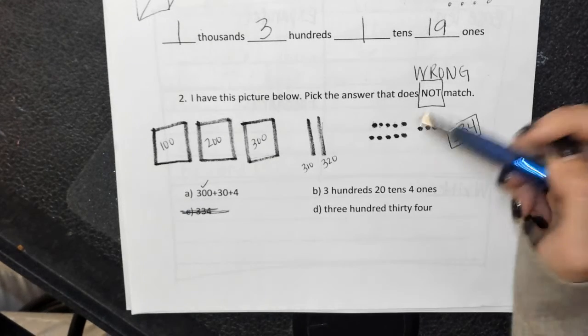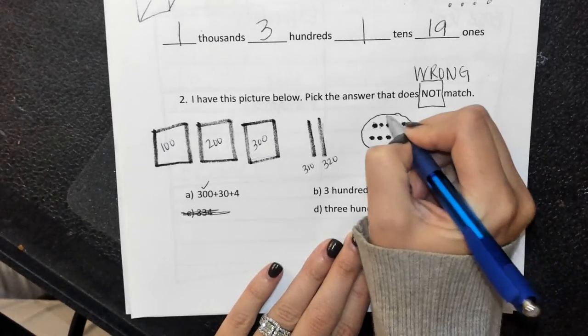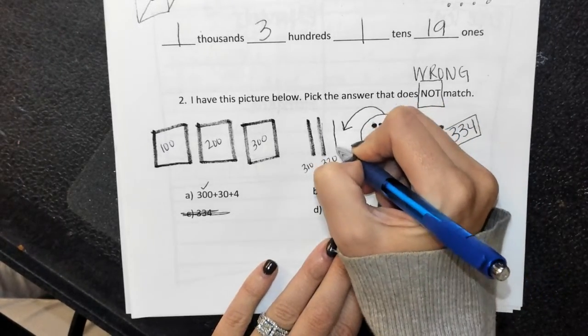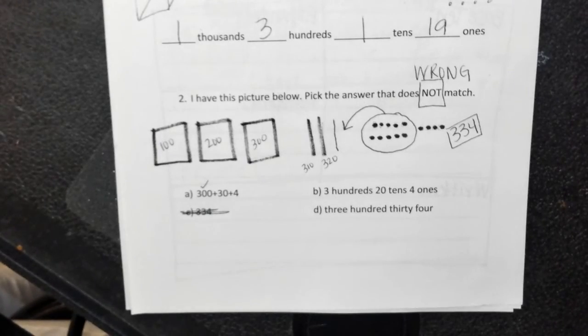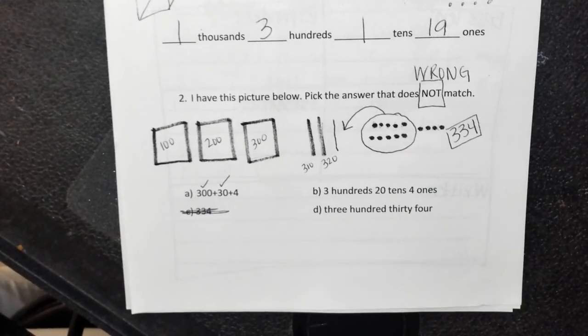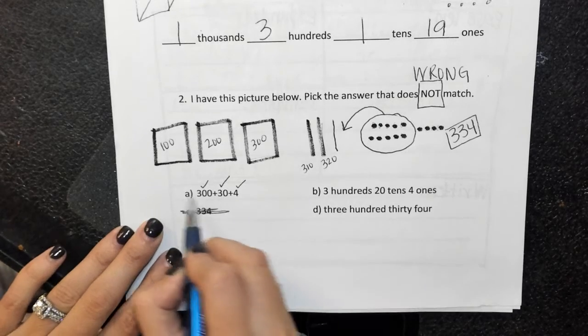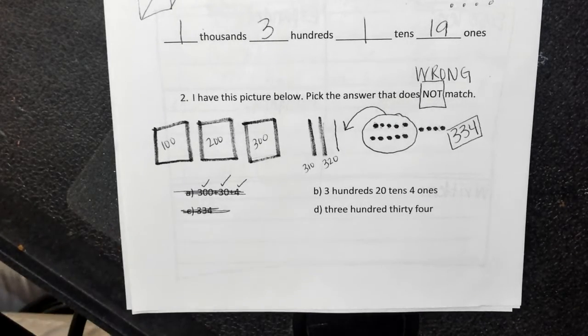Well, here's 10 right here. So I could move those over. Now, do I have 30? Yes. Okay? And then do I have 4 ones? Yes. Is that the right answer or wrong answer? Right answer. Is that what we want? No, it's not. Exit that out.